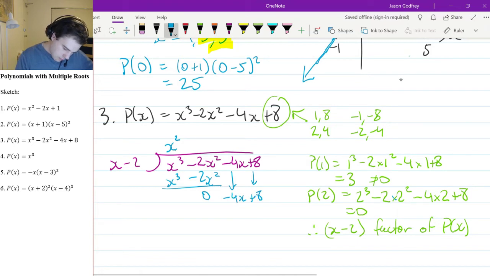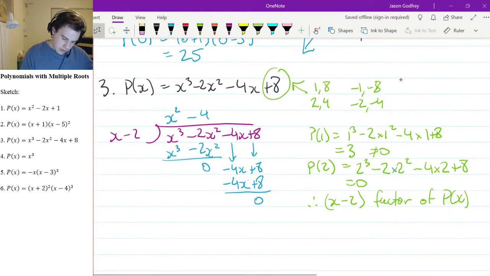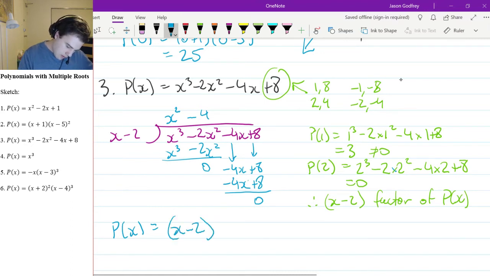What do we need to multiply x by to get negative 4x? Negative 4. Negative 4 times x is negative 4x. Negative 4 times negative 2 is plus 8. And same thing, subtract it, you get 0. So that means our polynomial is x minus 2 times x squared minus 4.